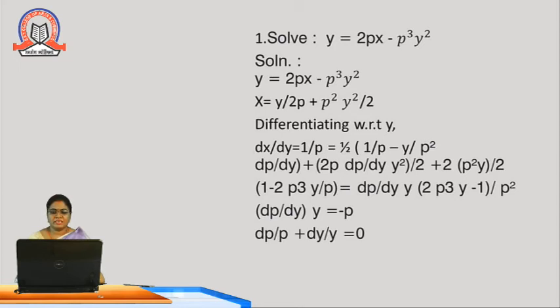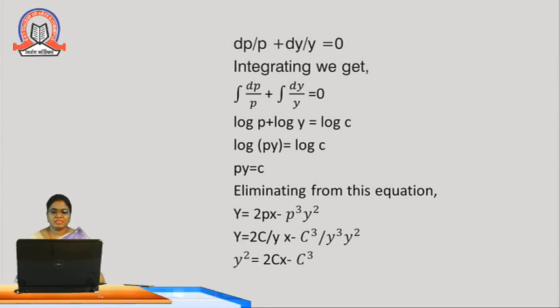Solving and rearranging this, we are getting dp by dy into y equal to minus p. That is dp by p plus dy by y equal to 0. Integrating both sides, we are getting log p plus log y equal to log c. Again using logarithm property, py equal to c.